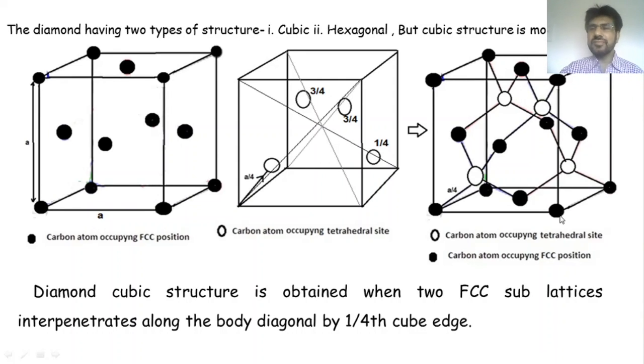So here these dark atoms are the carbon atoms occupying the FCC positions, and these four atoms will occupy the tetrahedral sites. Therefore, the diamond structure forms only by the penetration of two FCC sublattices along the body diagonal by 1/4 of the edge of the unit cell.